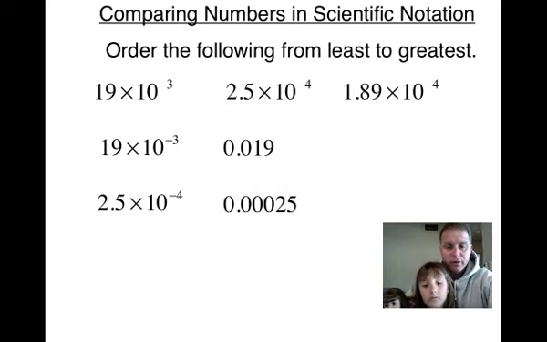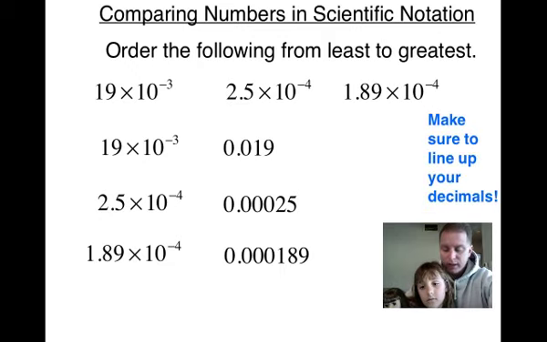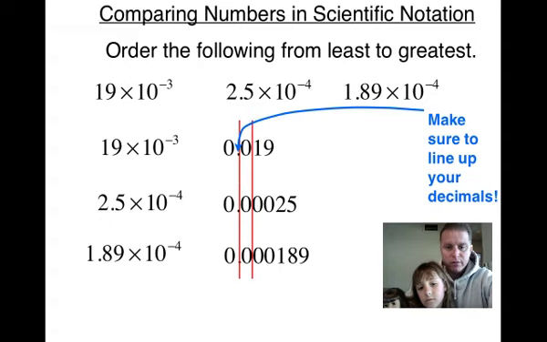2.5 times 10 to the negative fourth, I would write as 0.00025. And 1.889 times 10 to the negative fourth would be 0.000189. Now, be very careful. Make sure you line up your decimal points. Now, after this, it's kind of easy. Once you get this set up, you can just start comparing. So we're going to compare left to right. I think we need one more line. There we go.